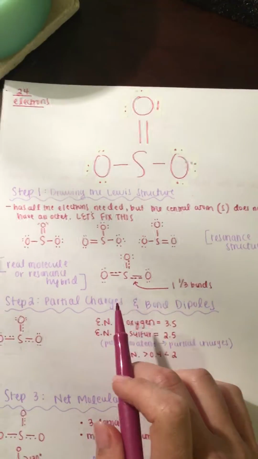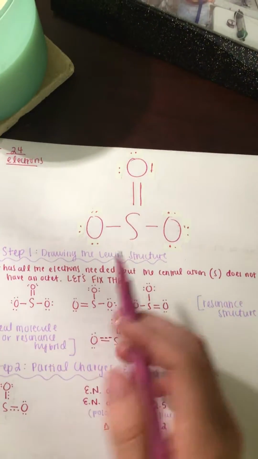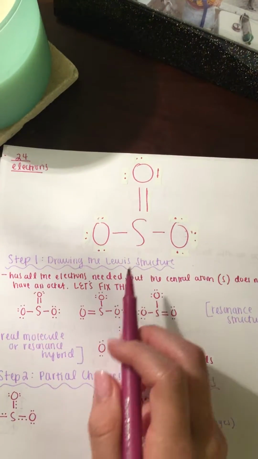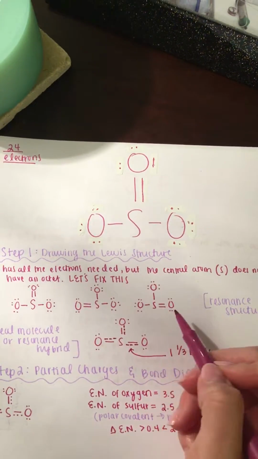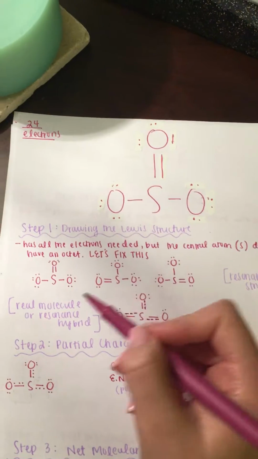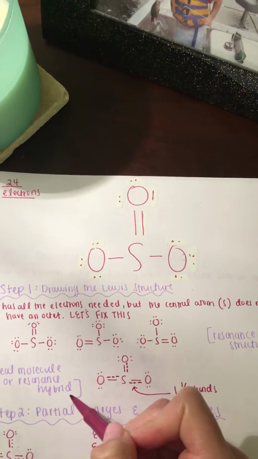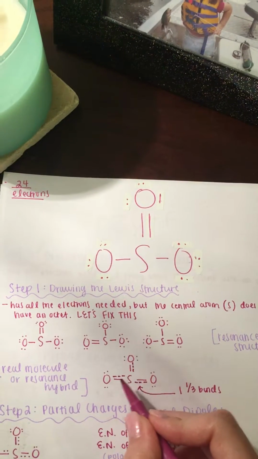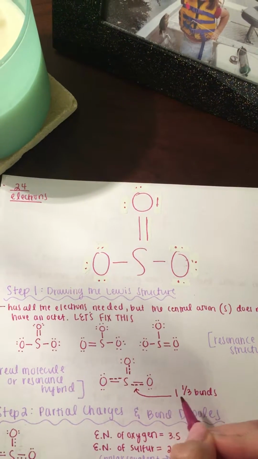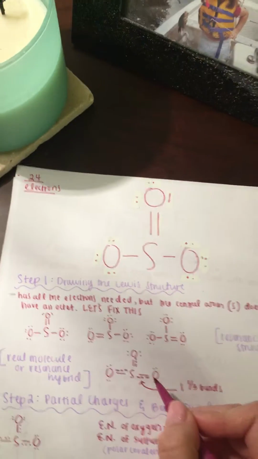In doing this, it gives us multiple resonance structures of SO3. So we can have one here, here, or here. But we also have a real molecule, or the resonance hybrid, which means that we have a sharing of bonds between these 3 atoms, which is 1 1/3 bonds.